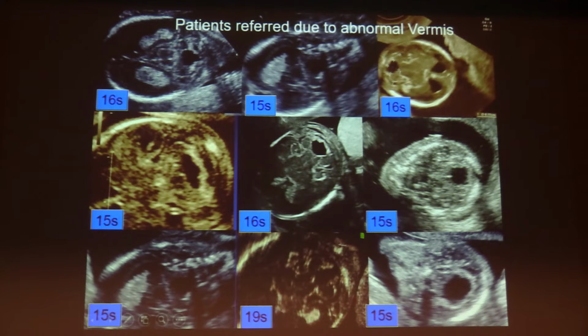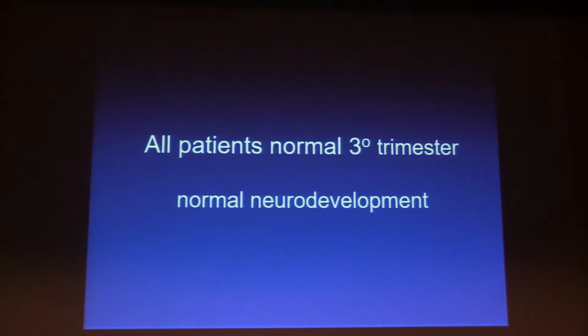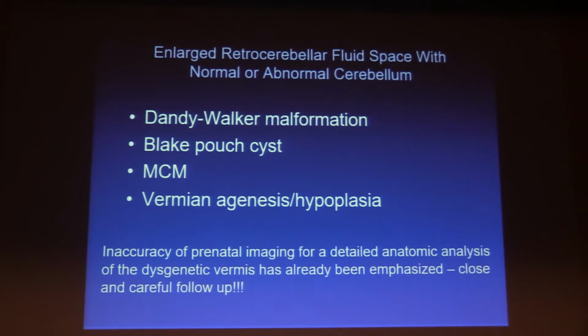Now look at this. These are various cases lent to me by Gustavo Malinger, each case at different ages. All of these patients, and maybe yours, have been referred because of an abnormal vermis. People thought that this was either hypoplastic vermis or abnormal, or Dandy-Walker variant or malformation. All of these patients were normal in the third trimester. They have normal development. So it's really important that when we see an enlarged retrocerebellar fluid space with a normal or abnormal cerebellum, we have to differentiate between Dandy-Walker, Blake's pouch cyst, megacisterna, and vermis agenesis.